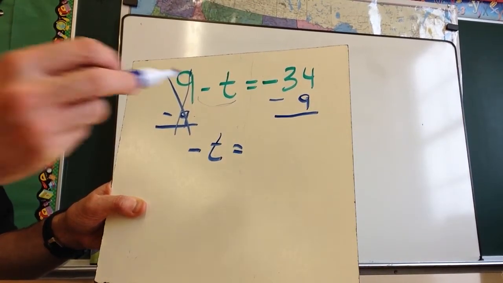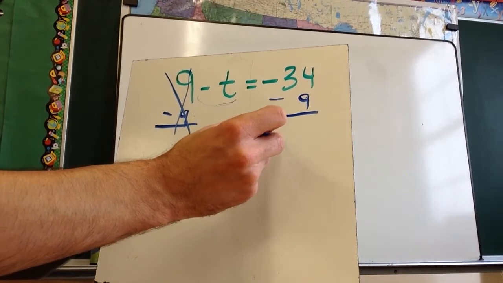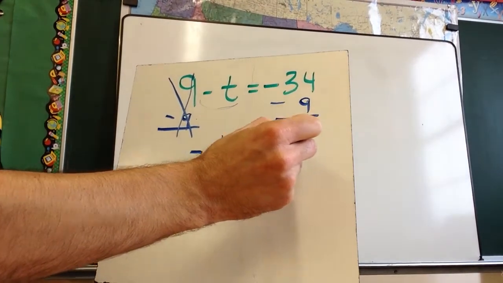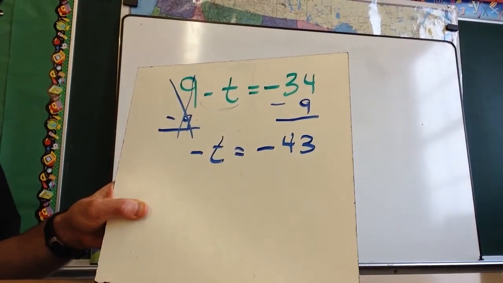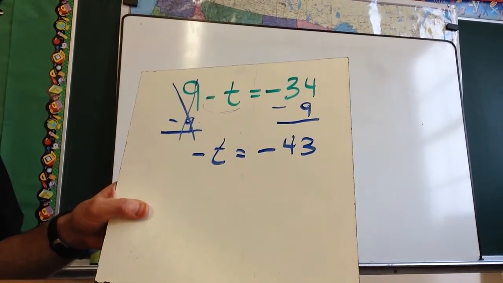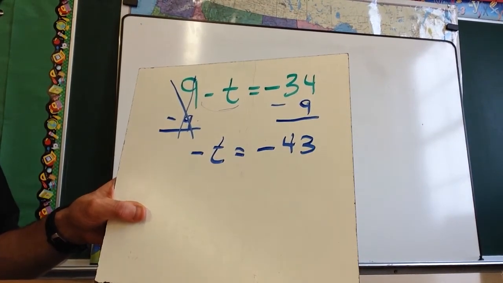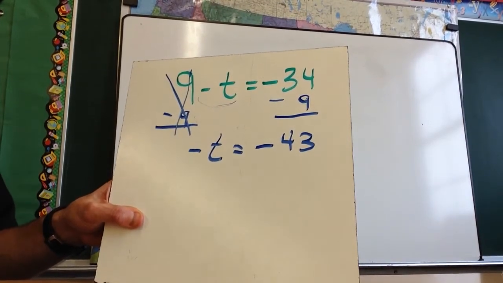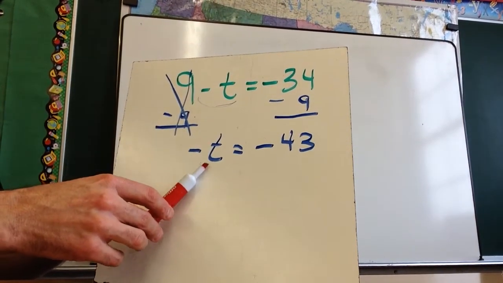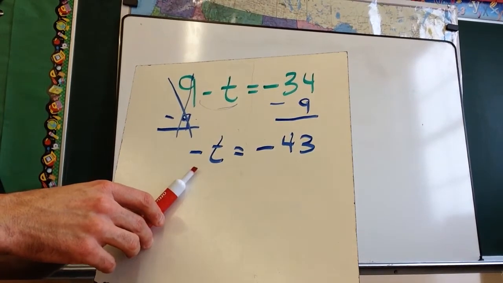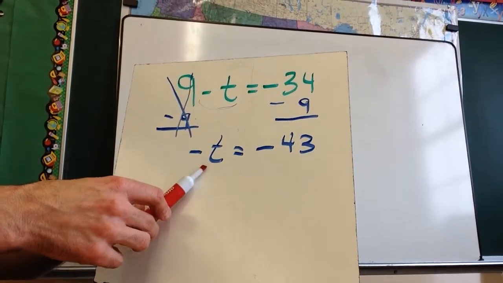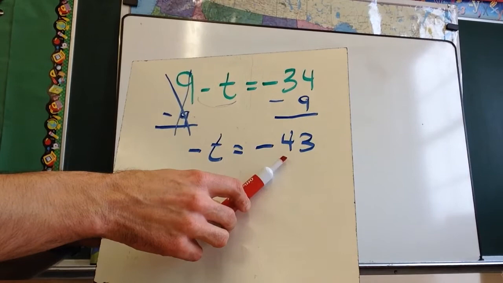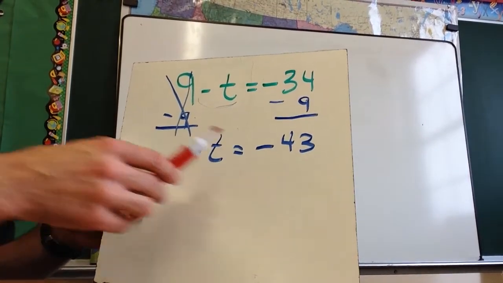This should be negative 43. Essentially it's going to be 34 plus 9, and then we keep it negative, depending on how you see this problem. Now the problem is that I don't have t by itself yet. A lot of people leave the answer here, but t doesn't equal -43. -t = -43.